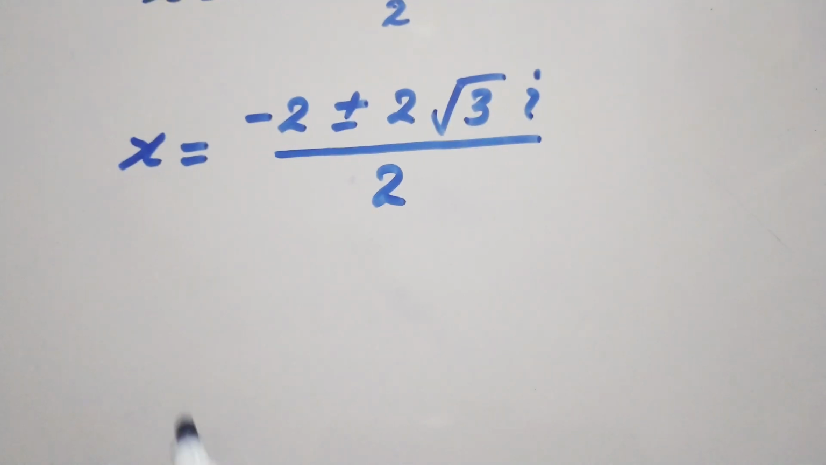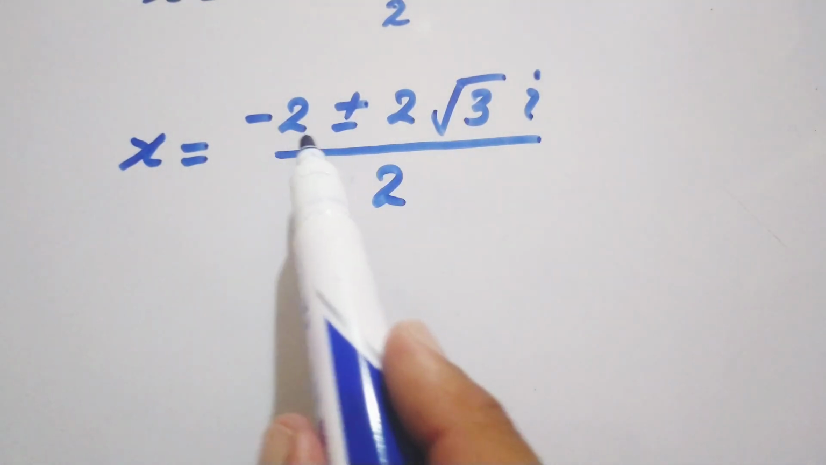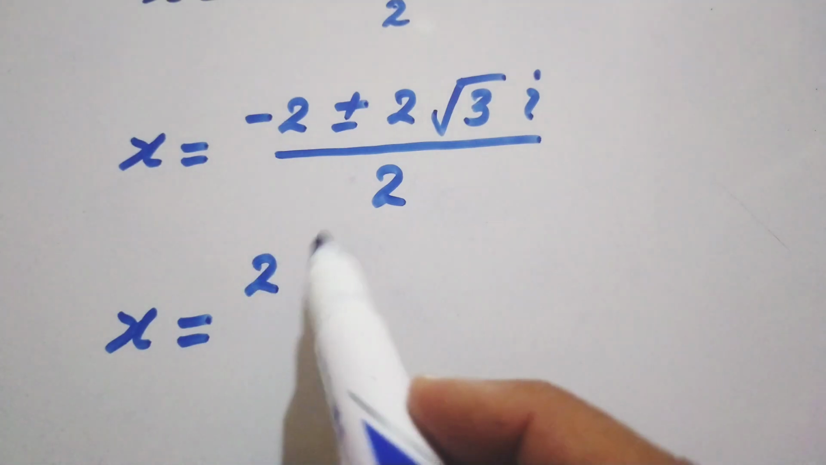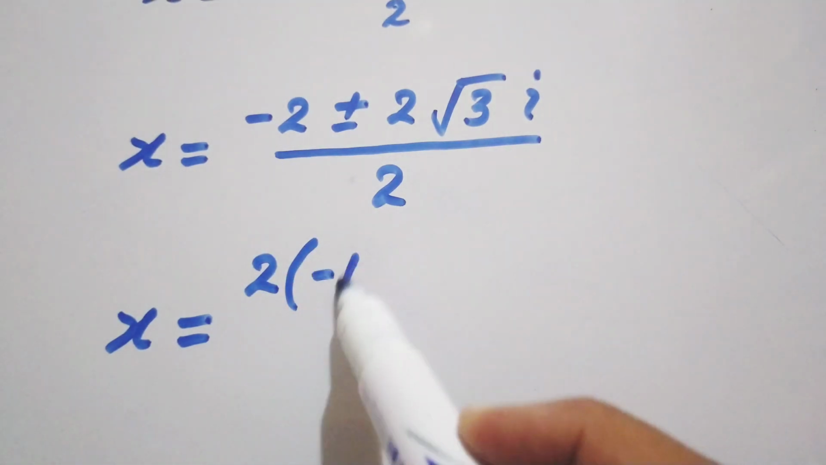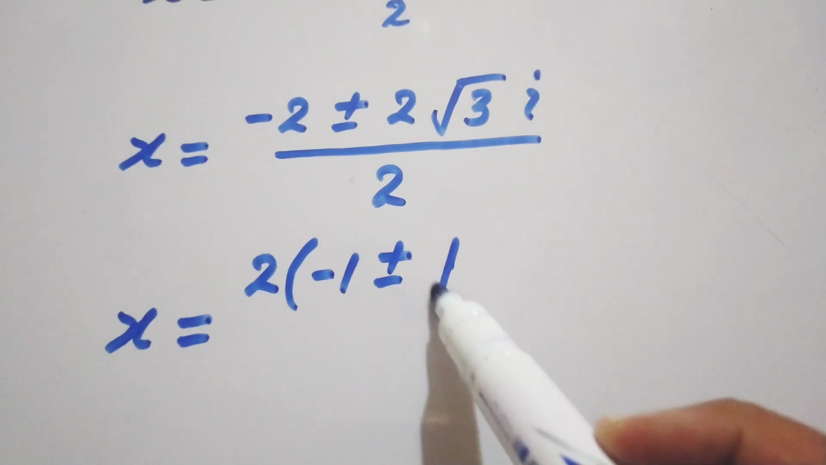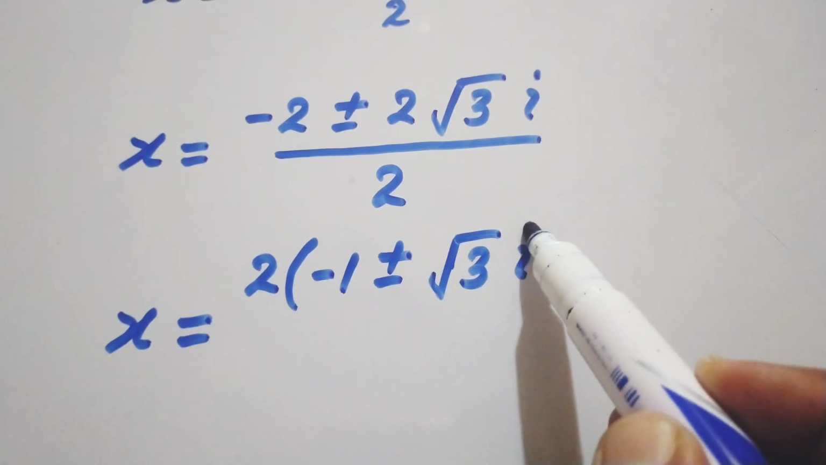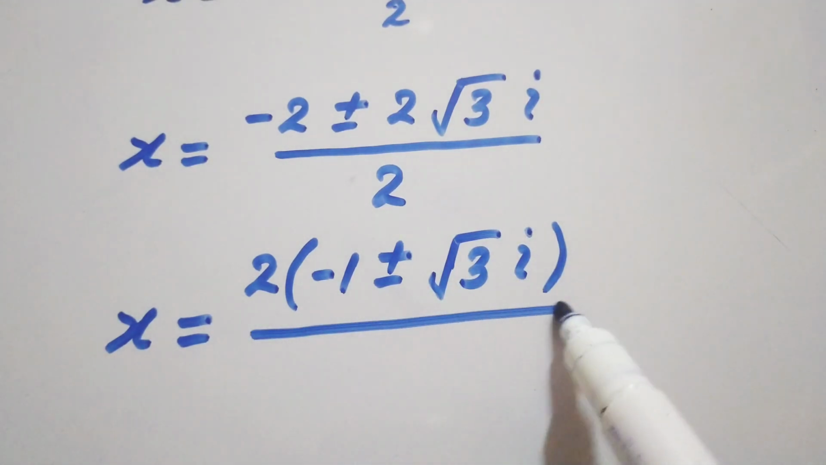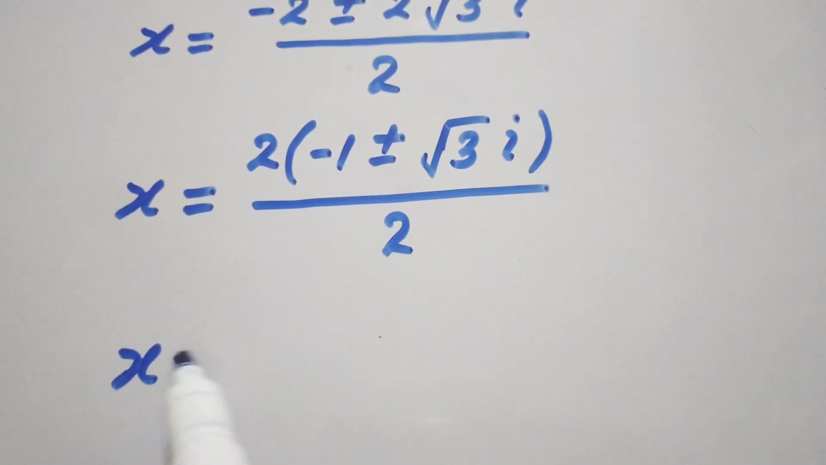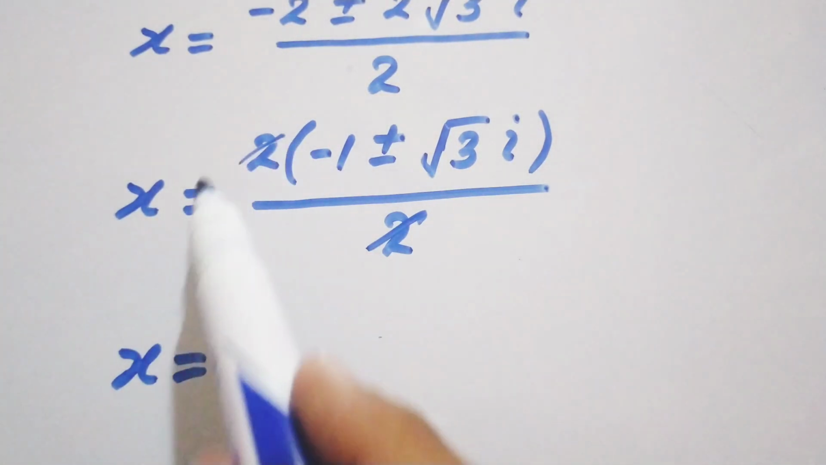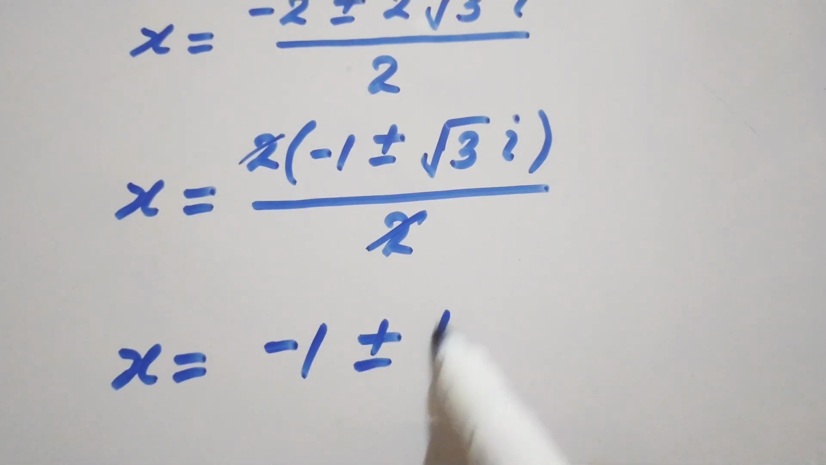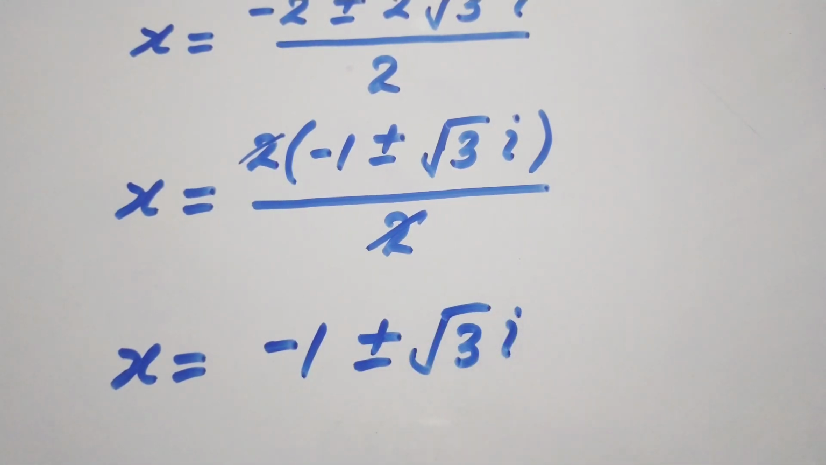Now we can factor out 2 from the numerator as a common factor. Hence 2 inside the bracket, minus 1 plus minus, which we have taken common, and inside square root 3 i will be left, divided by 2. So now x is equal to, these two numbers cancel out each other. Here minus 1 plus minus square root of 3 i will be left.